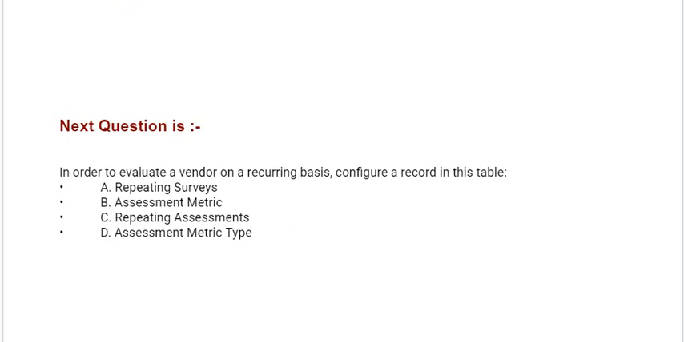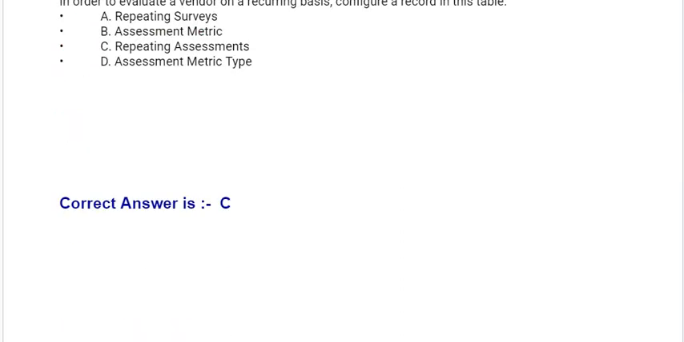Next question is, in order to evaluate a vendor on a recurring basis, configure a record in this table. Option A. Repeating surveys. Option B. Assessment metric. Option C. Repetition assessments. Option D. Assessment metric type. Correct answer is option C.